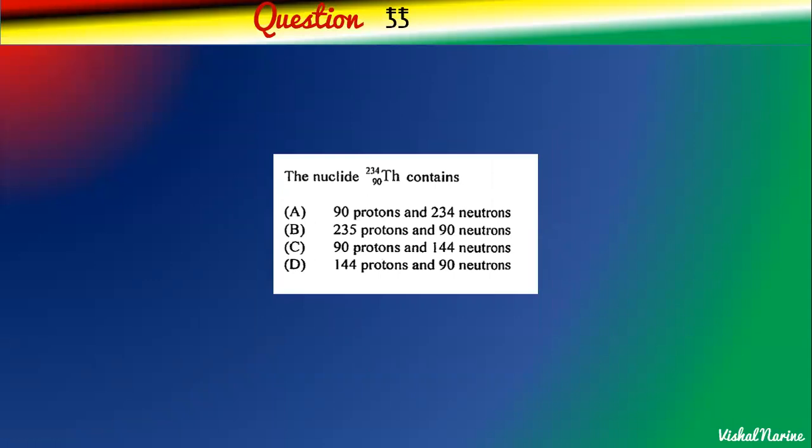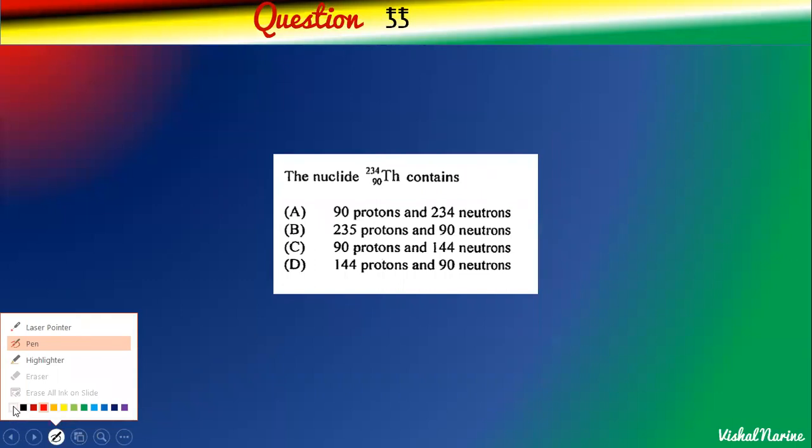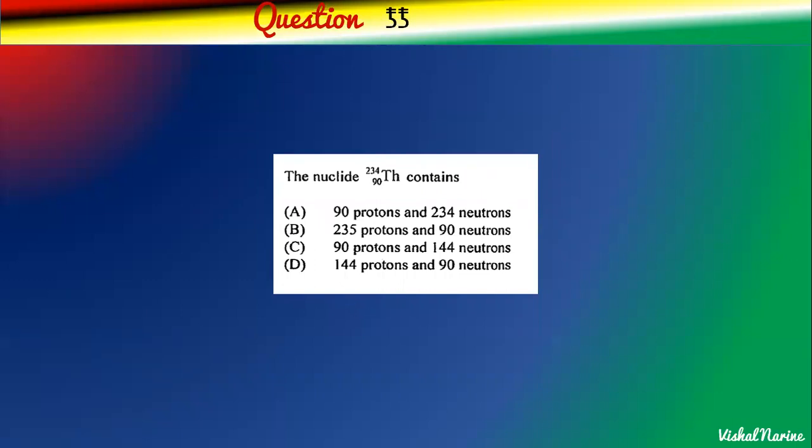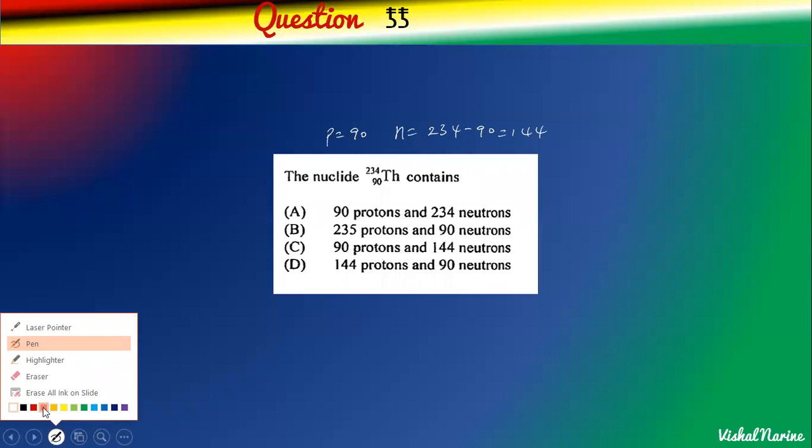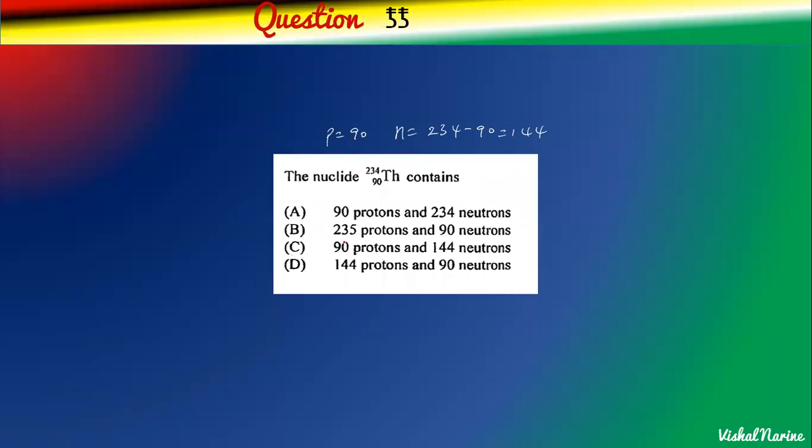Question 55. So question 55 is going to give us protons equal to 90 because that's the atomic number, and neutrons will equal 234 minus 90, which is equal to 144. So we have an answer of C.